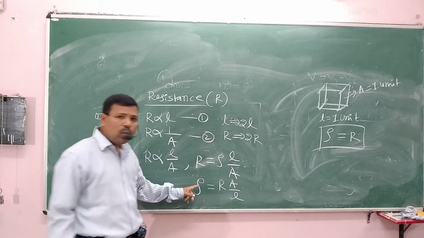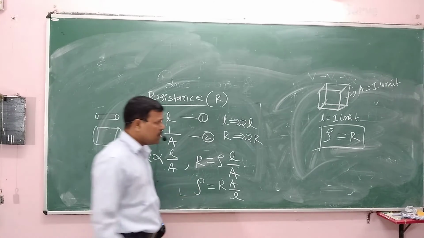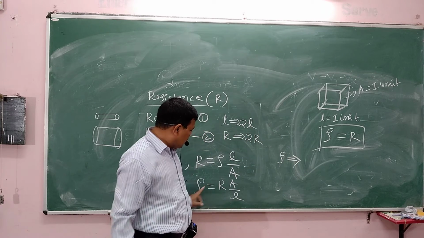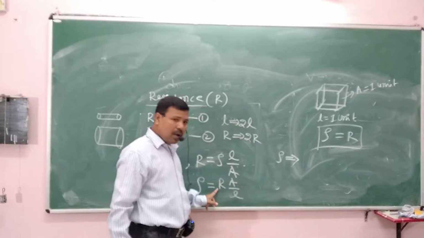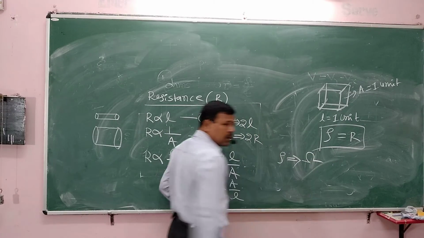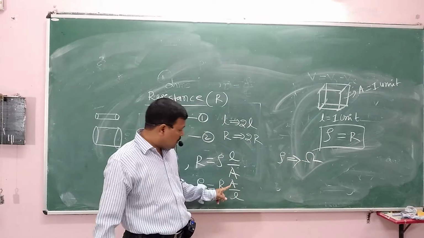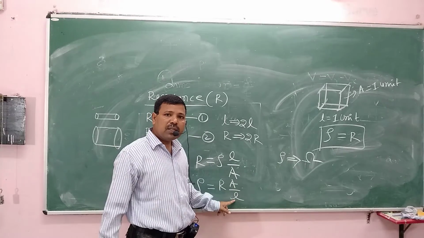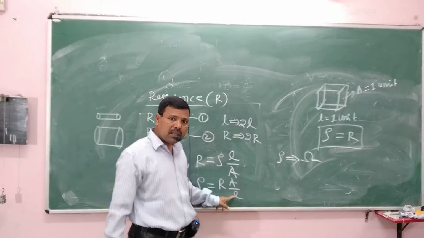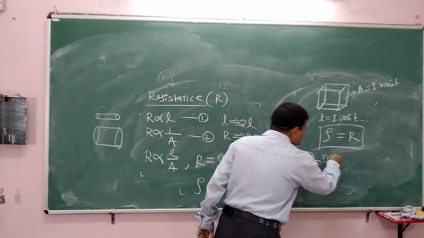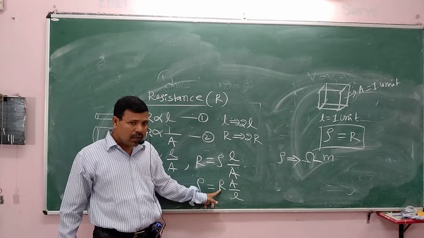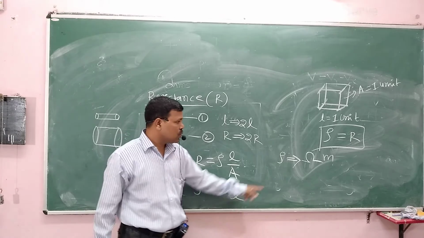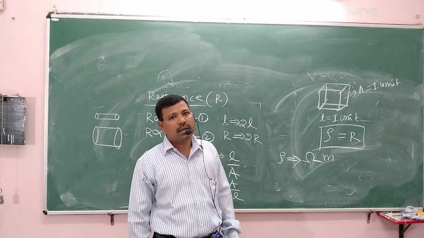Okay. Then what is the unit of resistivity? Resistivity unit is R into A by L. R is ohm. This is the symbol of ohm. Then area is measured in meter square in SI system. Length is measured in meter. Meter square by meter is meter. So ohm meter, this gives us meter. Meter square by meter is meter. So ohm meter is the SI unit of resistivity.